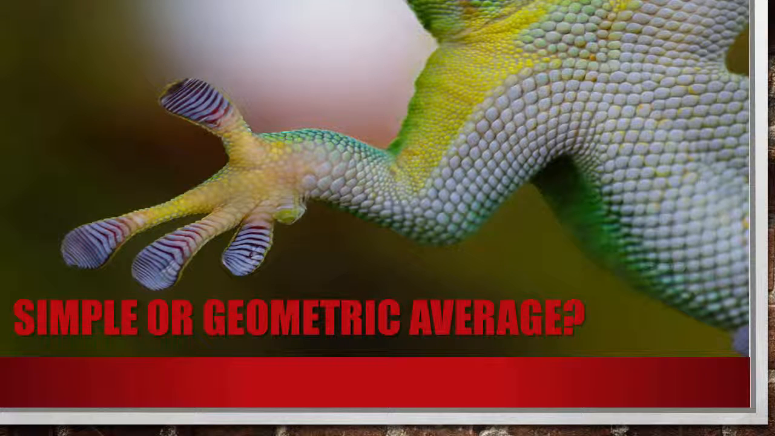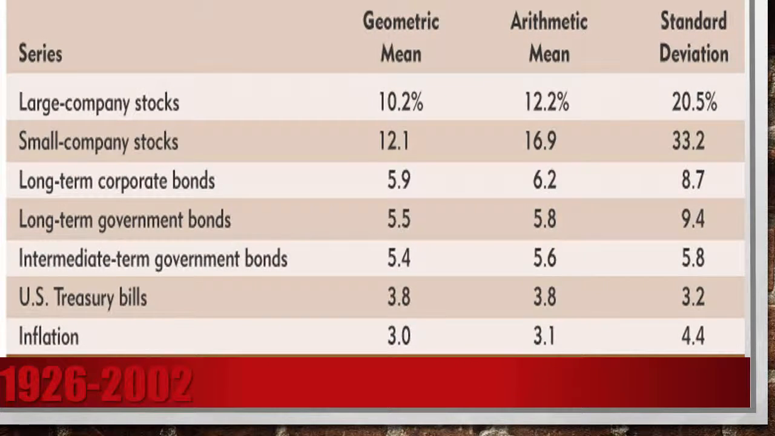Let's take a look at the geometric versus arithmetic average returns from 1926 to 2002. Large company stocks had a geometric mean of 10.2%. Large company stocks had an arithmetic mean of 12.2%, with a standard deviation of 20.5. Geometric mean was 12.1, and arithmetic mean was 16.9% for small company stocks, with a higher standard deviation than large company stocks of 33.2%.